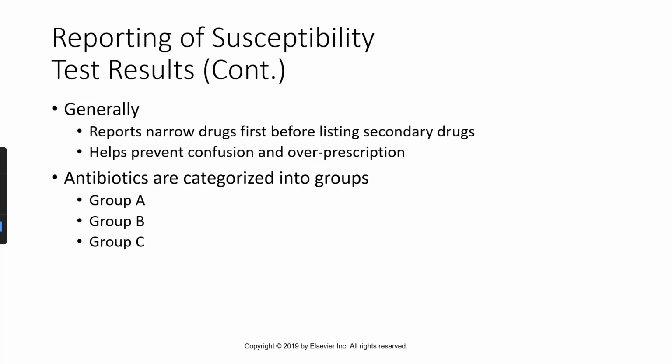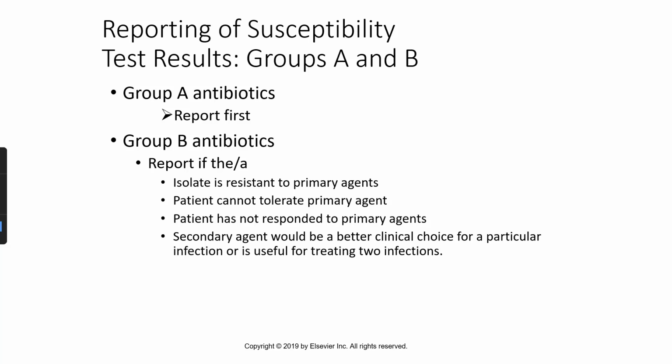Reporting of susceptibility test results. We don't always want to report out everything, but if we do report out everything, we classify it into three main groups, A, B, and C. We want to report the narrow drugs first before listing secondary drugs, and that helps prevent confusion and overprescription. So Group A antibiotics, report those first.